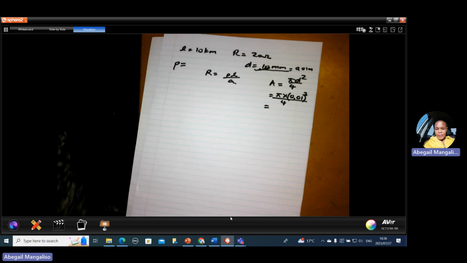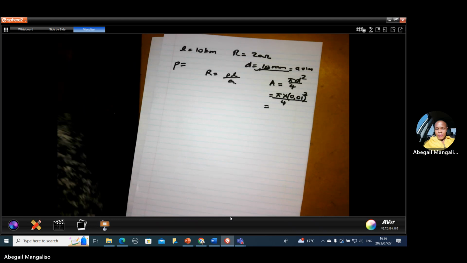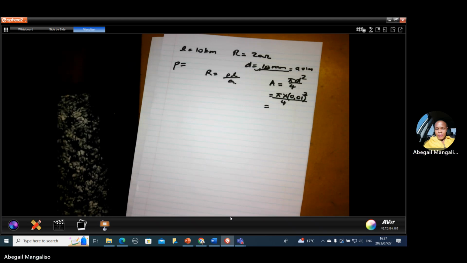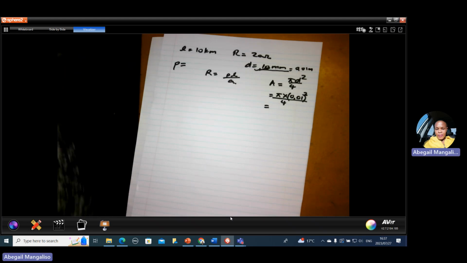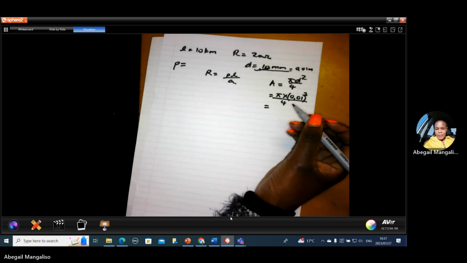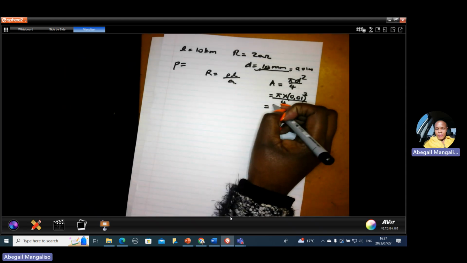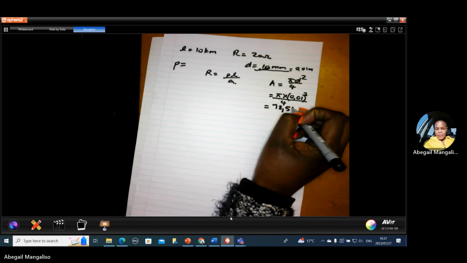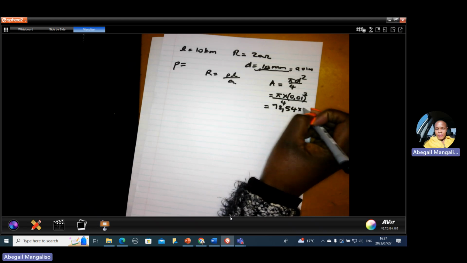The answer will be pi times 0.01 squared divided by 4. Let me put it in engineering notation. Engineering mode, this is 78.54 times 10 to the power negative 6 square meter.